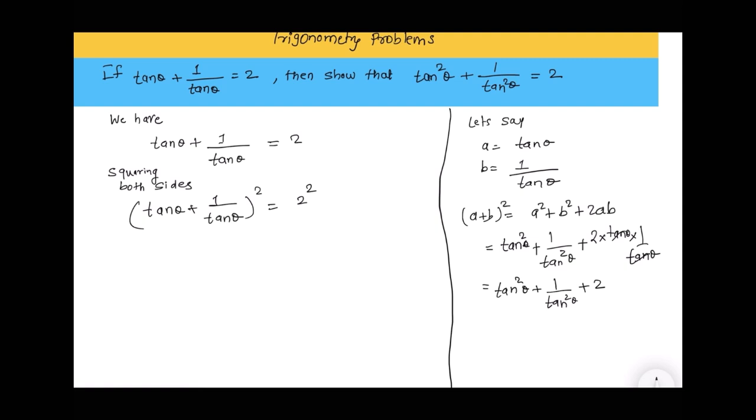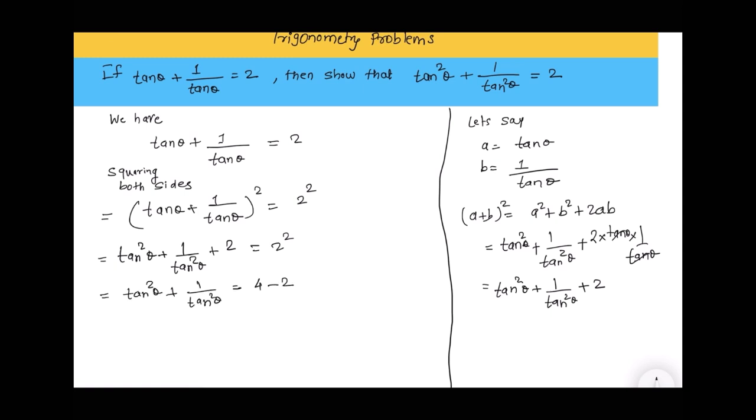We get tan square theta plus 1 upon tan square theta plus 2. Replacing this, we get tan square theta plus 1 upon tan square theta plus 2 is equal to 2 square. Simplifying this, tan square theta plus 1 upon tan square theta is equal to 4 minus 2. Hence, we get tan square theta plus 1 upon tan square theta is equal to 2.